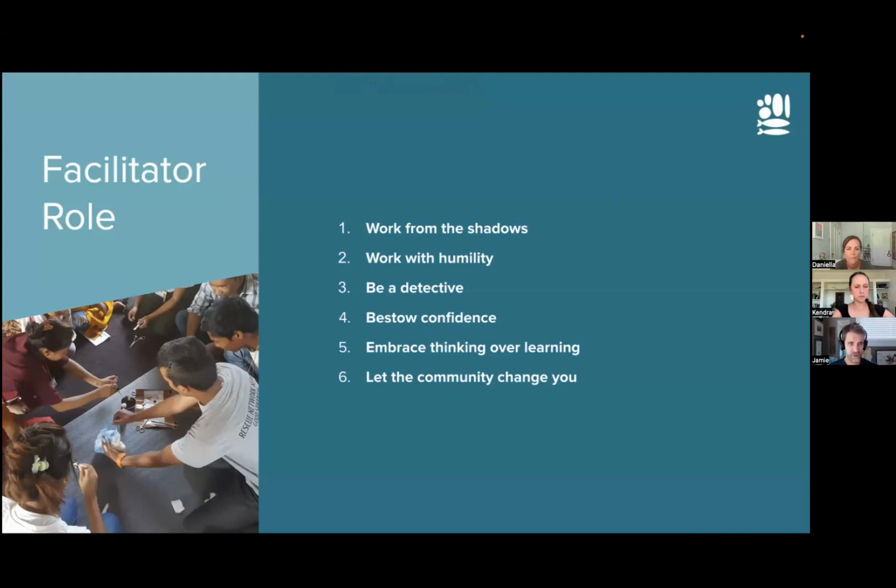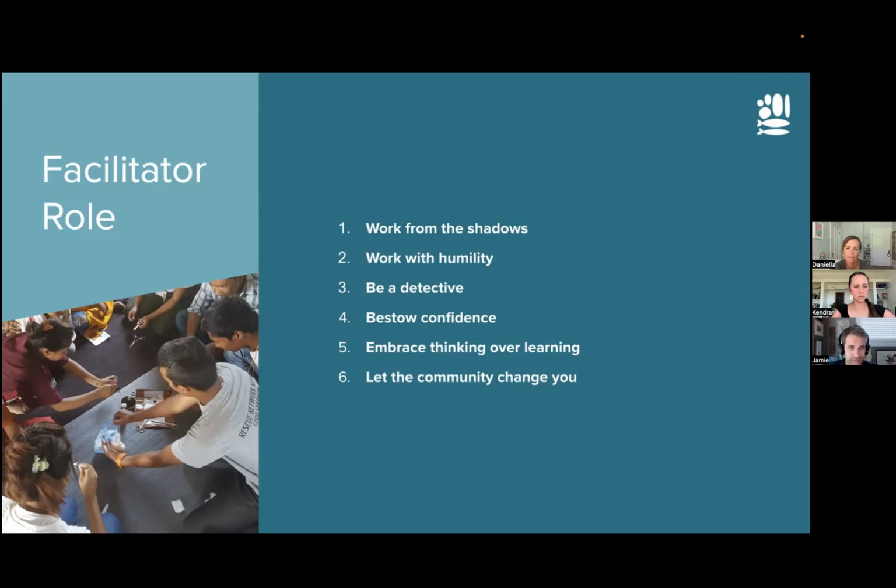Number one, work from the shadows. And so just think about that. You're in the shadows. You're not there to be seen necessarily. In fact, to push out others into the spotlight, to push their ideas into the spotlight, and to bring confidence to them, to recognize their talents, that they can do it themselves.